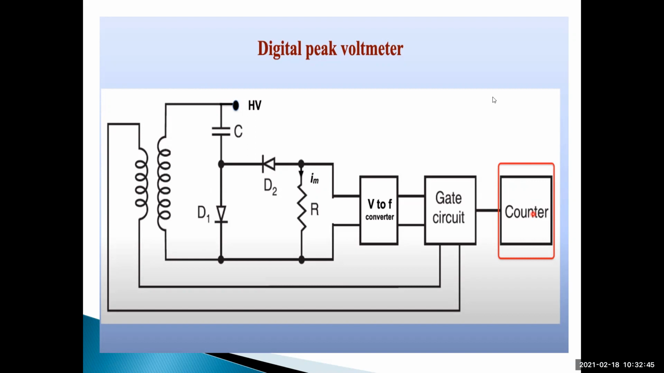First, the high voltage terminal is connected to the capacitor. Once the capacitor is fully charged, the diode is reverse biased, conducts, and the capacitor discharges through the resistor. Understood? Once it discharges through the resistor, it is converted by the voltage to frequency converter into frequency fM, and the supply frequency is f. Based on the fM by f ratio, the gate circuit generates signals, and based on that the counter counts the number of clock pulses.